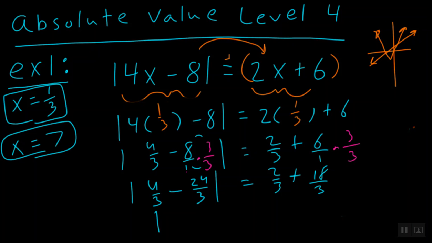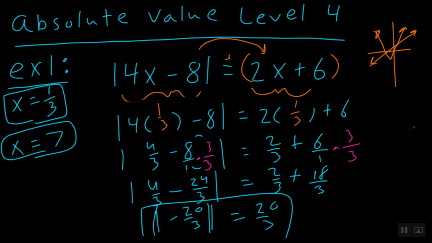We have the absolute value of 4 minus 24, which will be negative 20 over 3, is equal to 2 plus 18 is 20 over 3. And if I were to ask you, is this a true or false statement? Well, I would hope you would say true, because remember, absolute value bars make everything positive, so this is really saying positive 20 over 3 is equal to positive 20 over 3, and that does in fact check out. So 1/3 is really and truly a good solution. Let me pause this and clear it up as we test out our second solution.